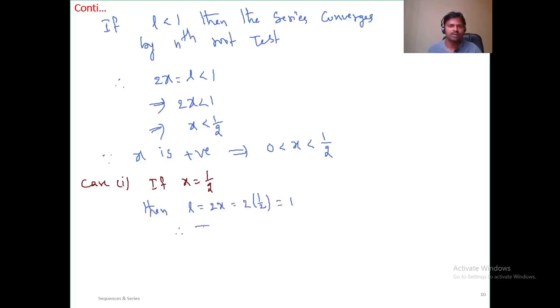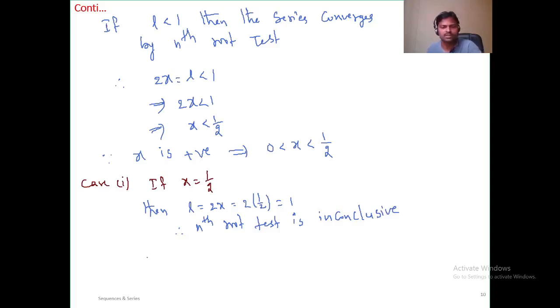Therefore, which test is inconclusive? The nth root test is inconclusive. Then we have to move on to another test. Use any other method to conclude the convergence or divergence status of the given series.